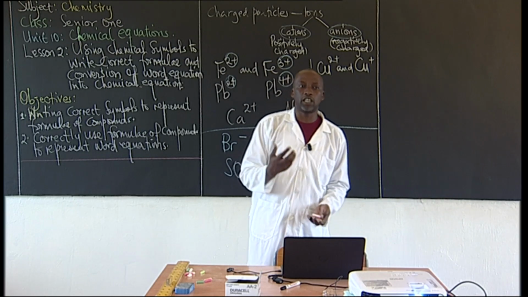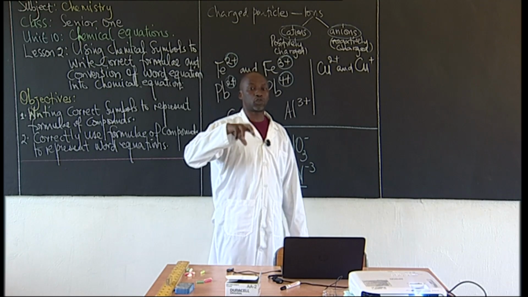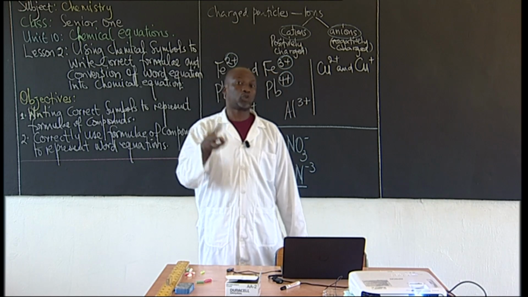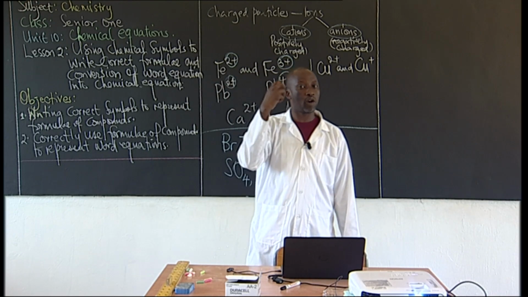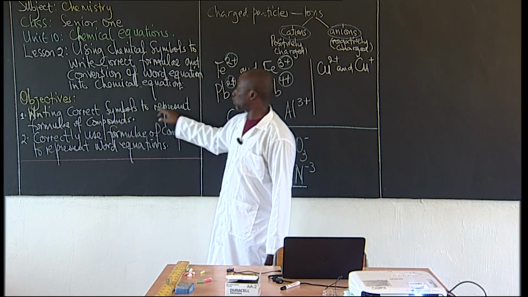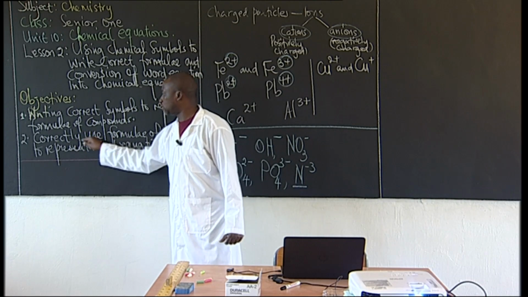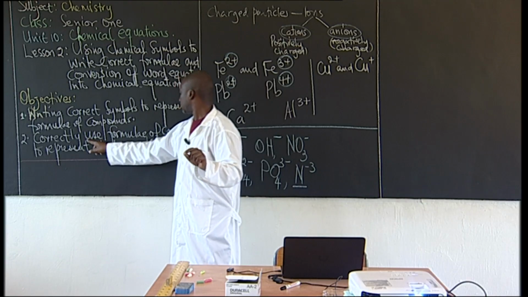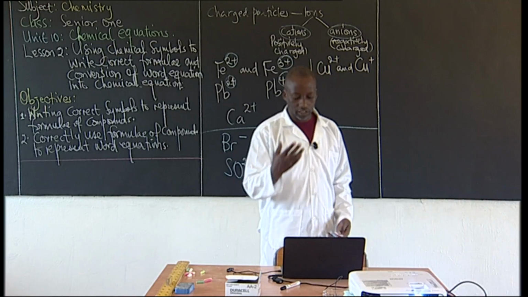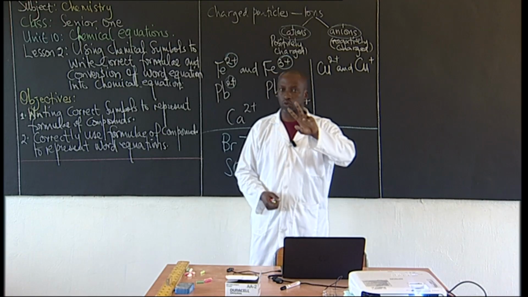So the steps in deriving the chemical formula of the compounds. We remember we are supposed to write the correct formula of compounds and use this formula to represent. Remember in our objectives, we need to write correct symbols to represent the formula of the compounds, and again use them correctly to represent word equations. So in the steps of deriving the chemical formula of compounds, there are 2 steps that we are just going to look at.